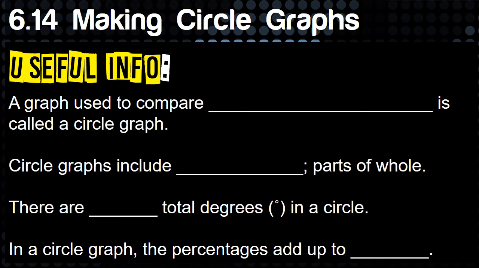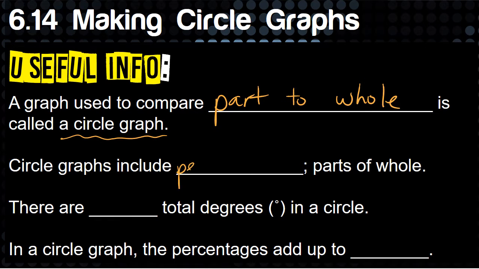Let's go over some useful information to know about circle graphs. This is a type of graph used to compare part to whole. We look at the whole and break it up into parts. This is when we're going to use a circle graph. Circle graphs include percents, so these are the part to whole, but we're going to look at percents.